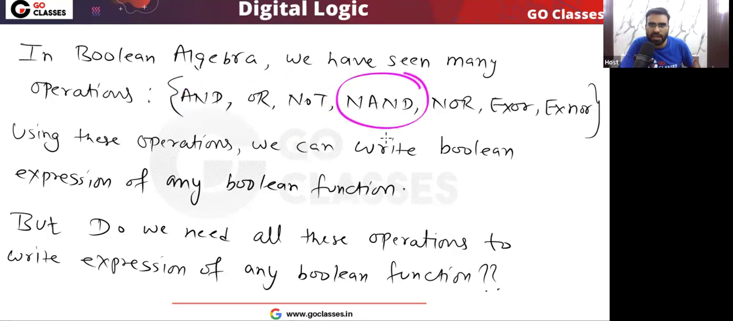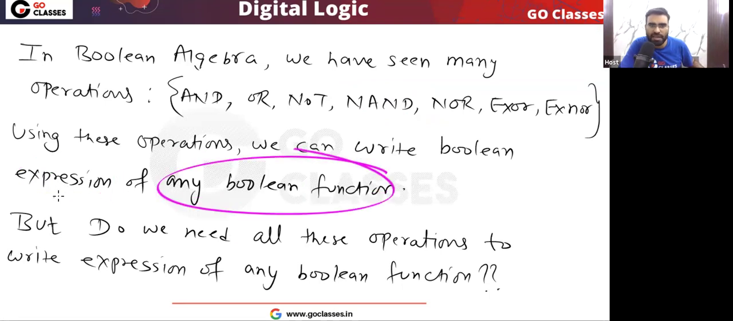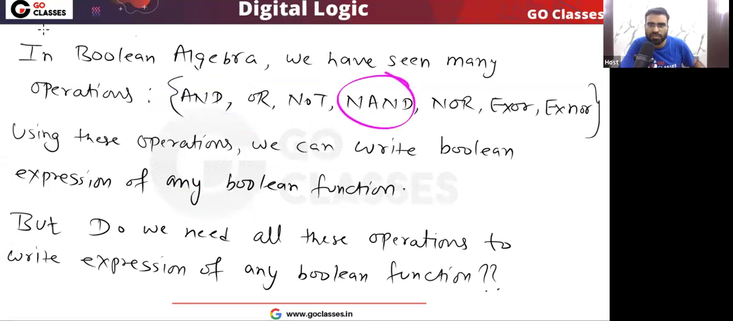Similarly, using NAND alone, this single operation, you can write the expression of any Boolean function. So remember, what is functional completeness? Functional completeness means we want to find that set of Boolean operations using which we can write the expression of any Boolean function. For example, these three operations are functionally complete. This one is also functionally complete. Using only this operation, you can express any Boolean function.